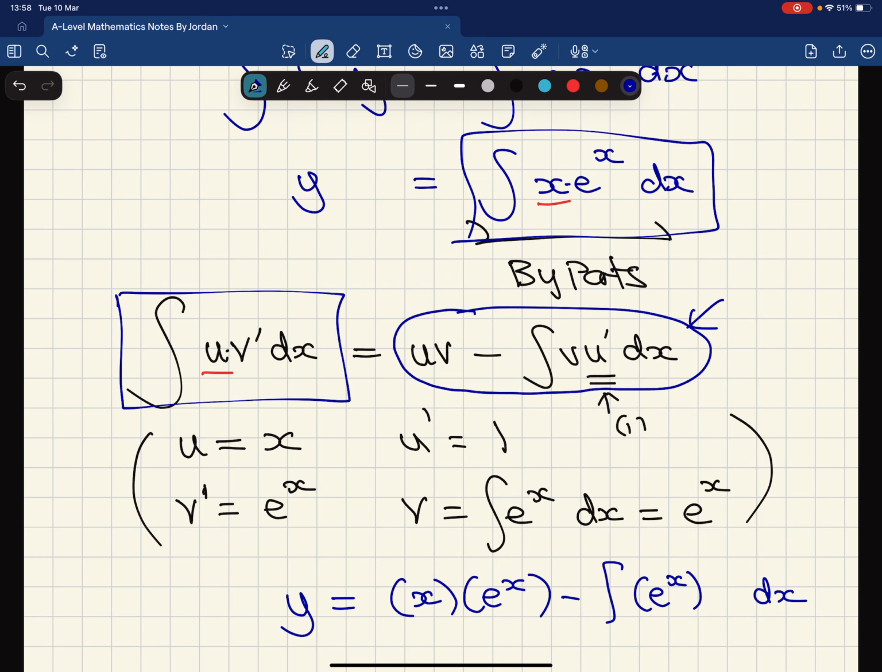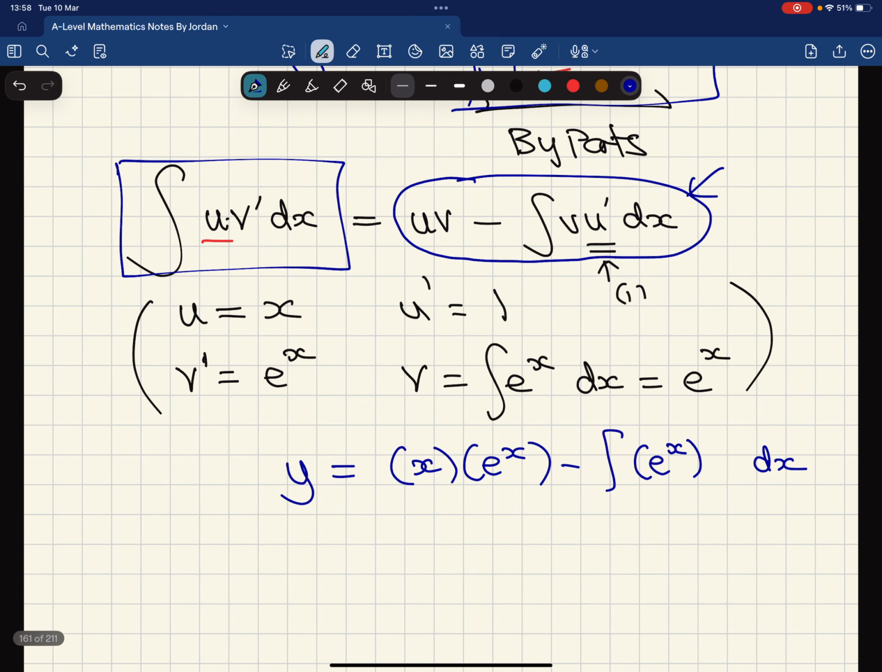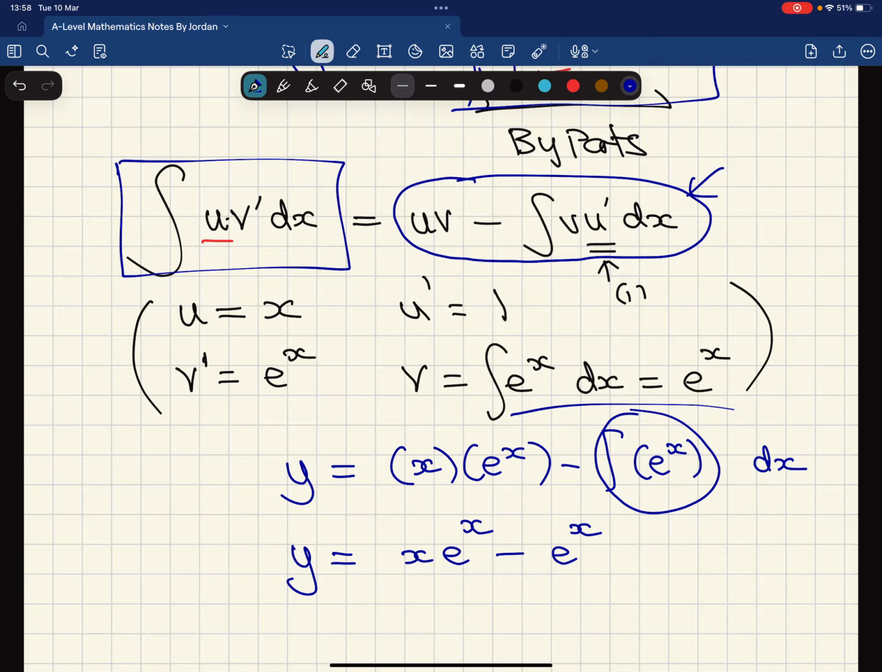So this isn't required. Now this is nice because we've already done this integration here, as you can see. So the answer will come out again the same as e to the x. And so finally y equals x e to the x subtract e to the x. And this final point is where we add the constant on the end.